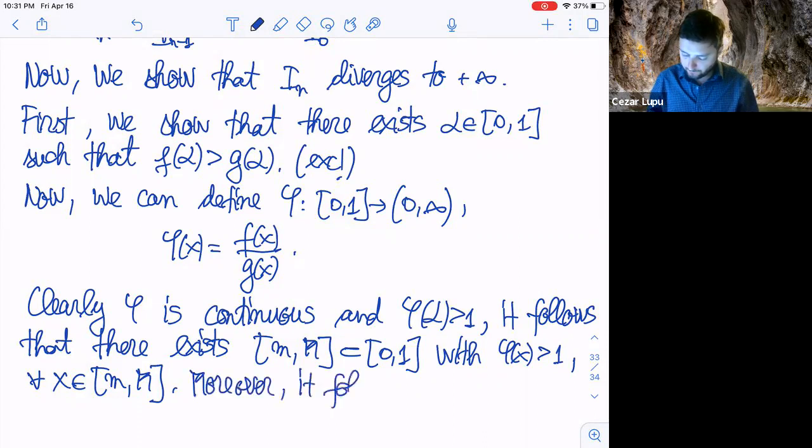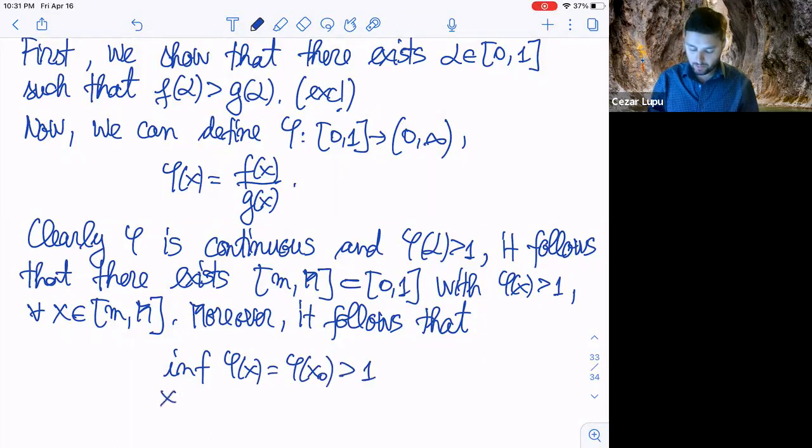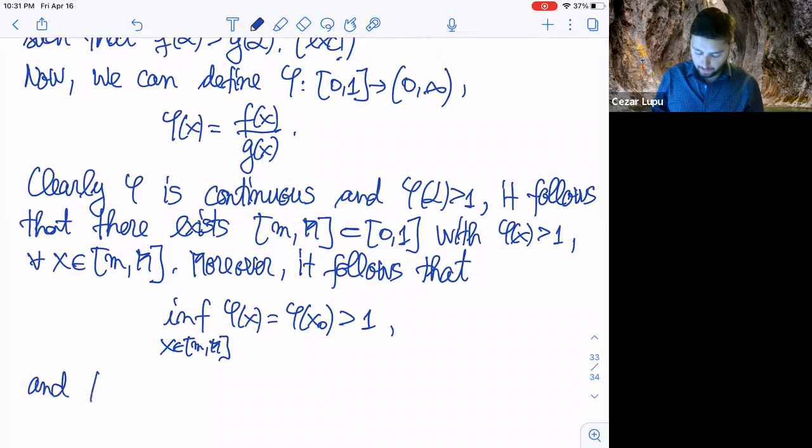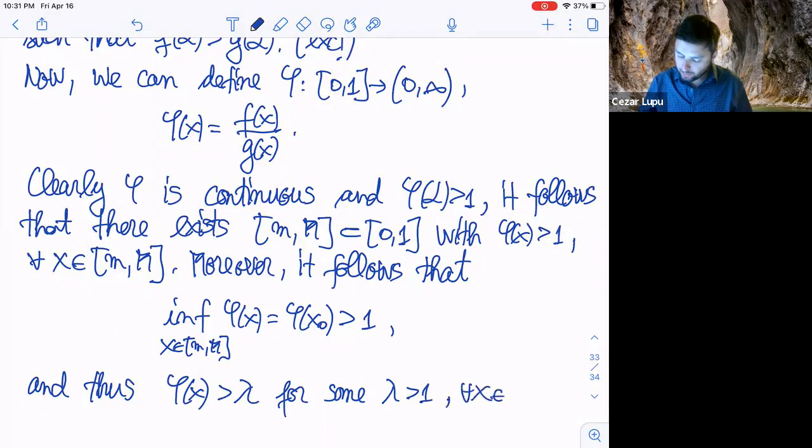So moreover, it follows that the infimum of phi of x is, let's say, some number phi of x naught, which is strictly greater than 1, and this is for all x in this interval M. Great. So thus this implies that phi of x is strictly greater than lambda. So there exists a lambda greater than 1 such that phi of x is greater than lambda for all x in M.